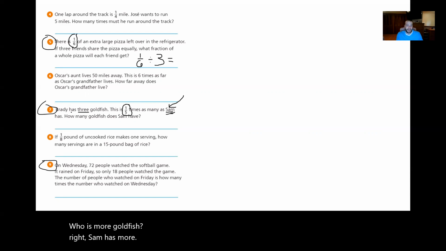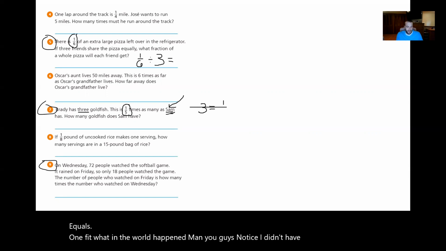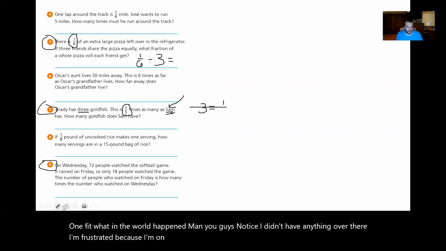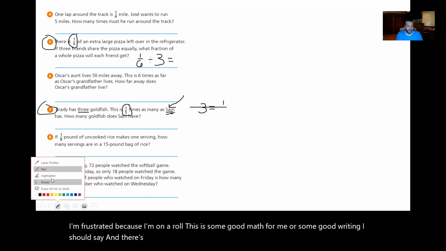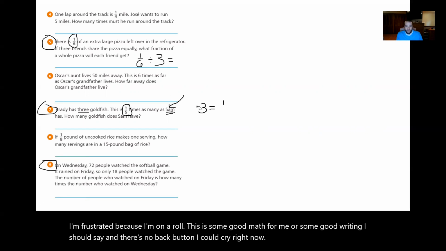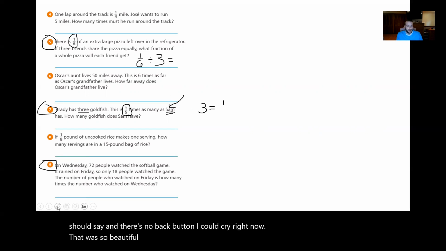So basically, what we're seeing is 3 equals 1/5. What in the world happened, man? You guys noticed I didn't have anything over there. I'm frustrated because I'm on a roll. This is some good math for me, or some good writing, I should say. And there's no back button. I could cry right now. That was so beautiful. Oh, wow. I guess there is a back button. I hope this is as amusing to you as it is not to me.